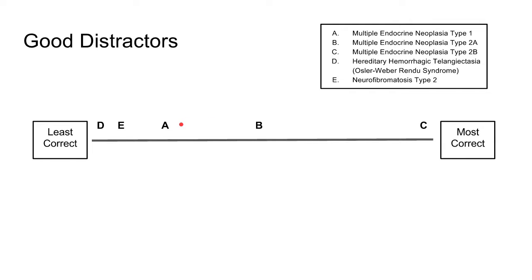Then these ones are a little less correct. So A is men type 1, and then the other two choices are the least correct. So that's a really good spread. That's kind of what you're looking for. You obviously want a definite most correct, but you also need some actual competitive distractors.